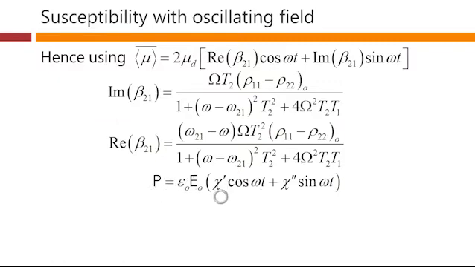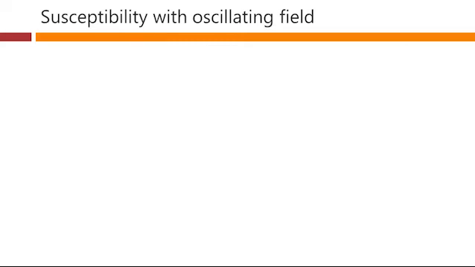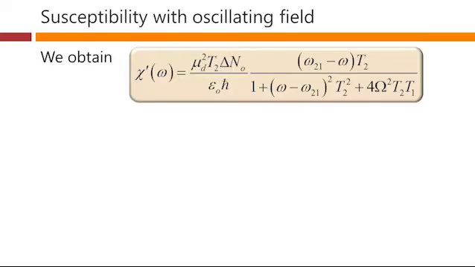Then, with this definition here, and with this choice also here, we can explicitly write formulas for chi prime, the real part, and chi double prime, the imaginary part of the susceptibility. If we do that, we obtain these expressions.